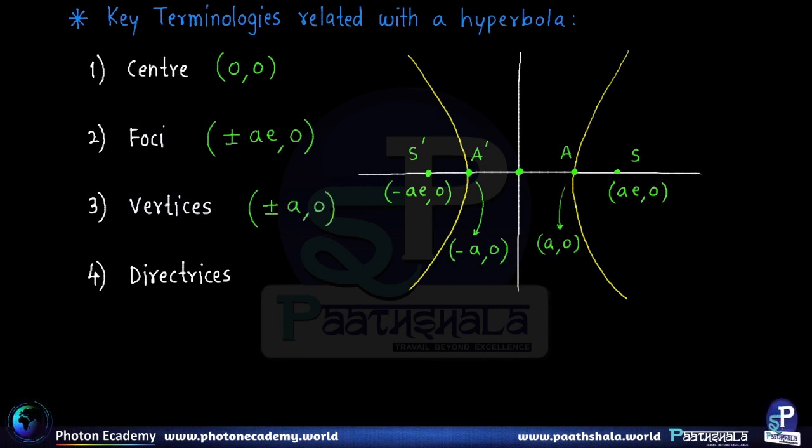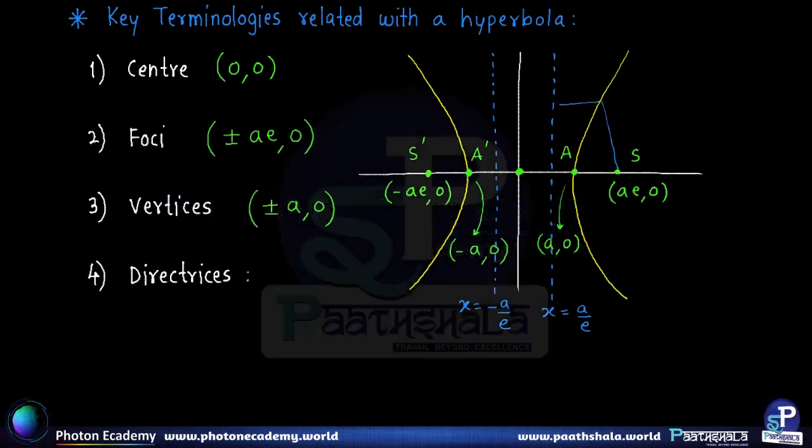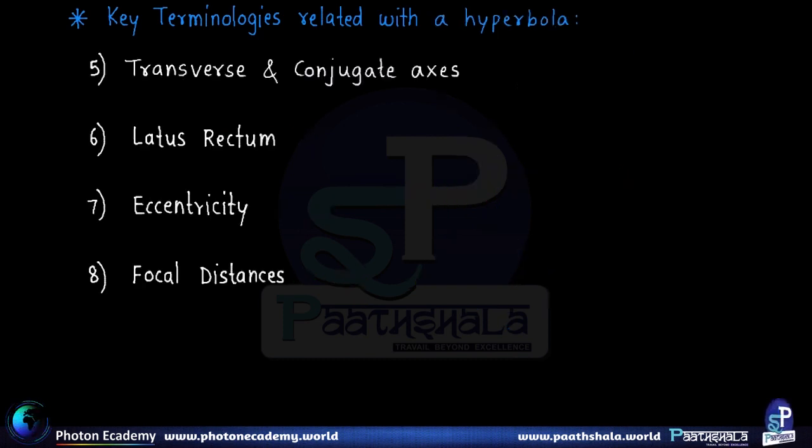Alright, then the directrices. In the derivation we had seen that the directrices are located somewhere like this. You see, each point on the hyperbola is closer to directrix as compared to the focus. So the directrices are x equal to a by e or x equal to minus a by e, since they are symmetrically on opposite side of y-axis. So the equations of directrices are x is equal to plus or minus a by e.